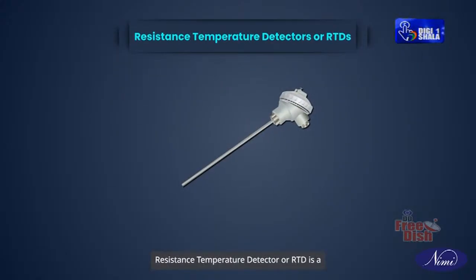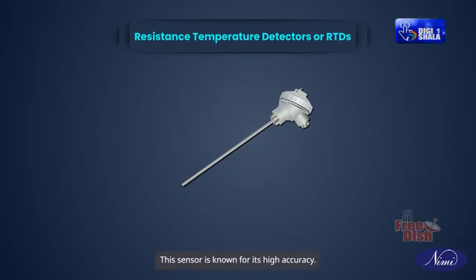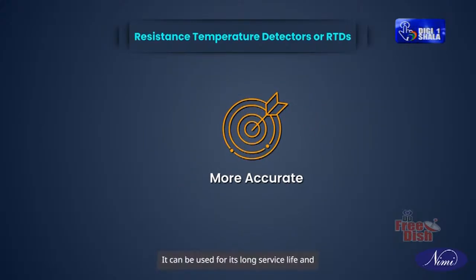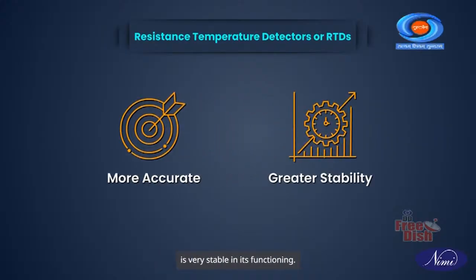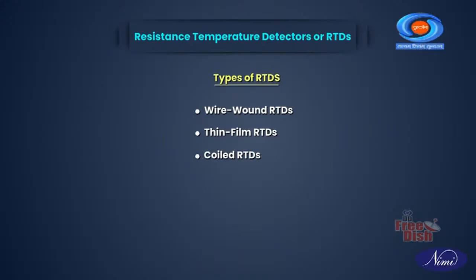A resistance temperature detector or RTD is a type of sensor that measures temperature by changes in electrical resistance. This sensor is known for its high accuracy. It can be used for its long service life and is very stable in its functioning. The types of RTDs are wire-wound RTDs, thin film RTDs, and coiled RTDs.